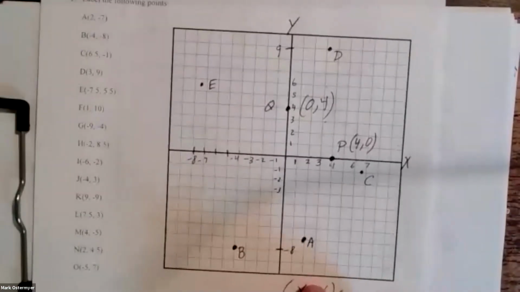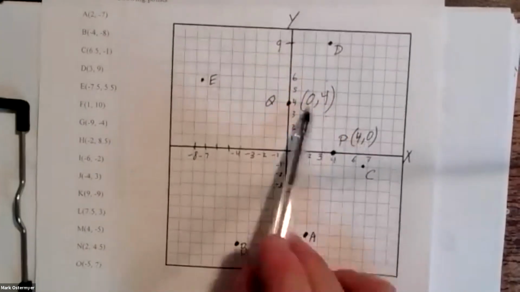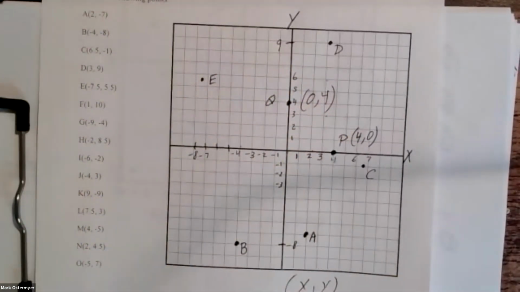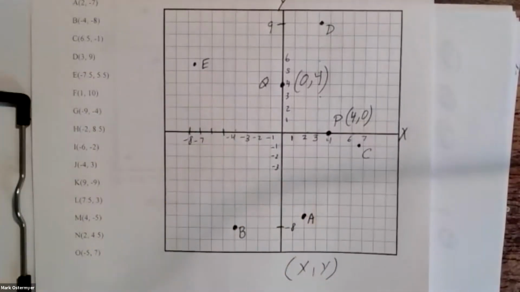Do we understand the difference between the locations of 0, 4 versus 4, 0? We start with X first, right? Yeah, it's always the x coordinate first and then the y coordinate. Okay. Always. All right.